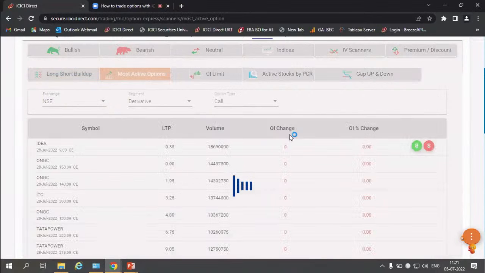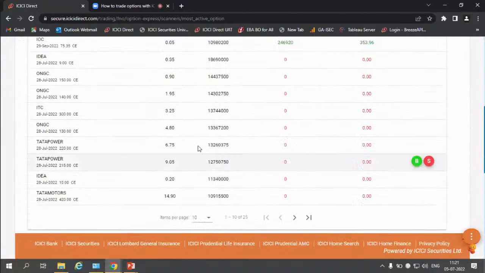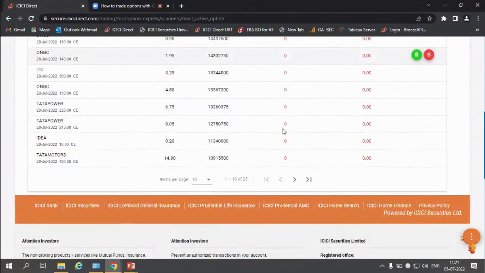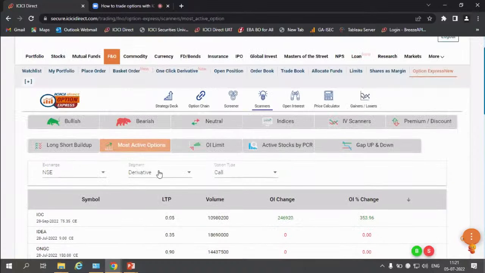Most active options, as the name explains, are the options which are highly traded based on volume, and then you will be able to see the OI change information. So for Indian Oil Corporation, I'm getting... OI change information is not populating. It is coming for some, but yeah.